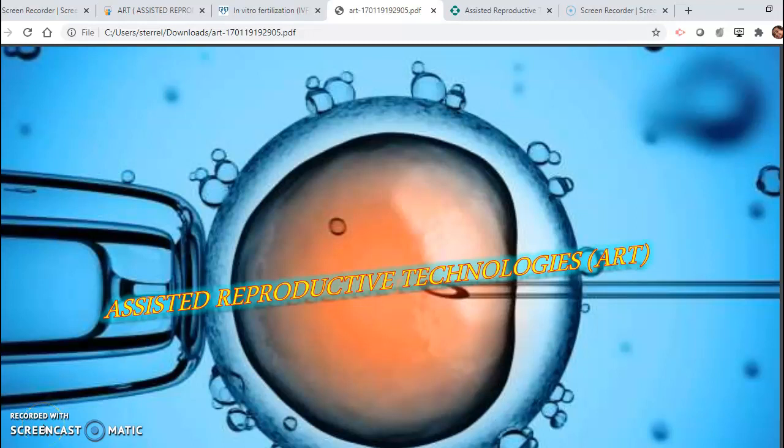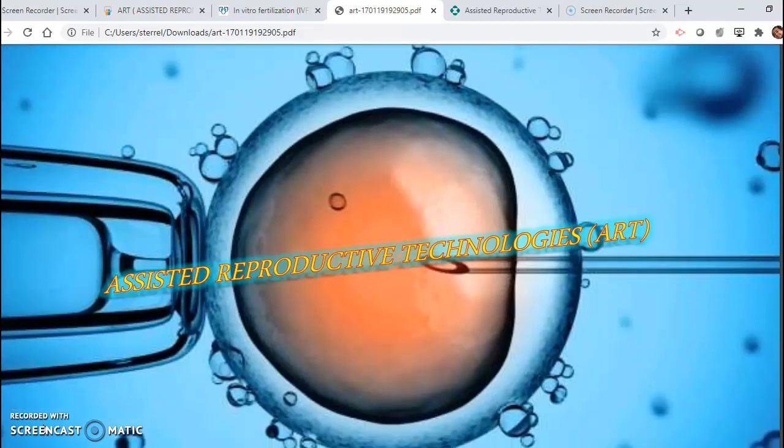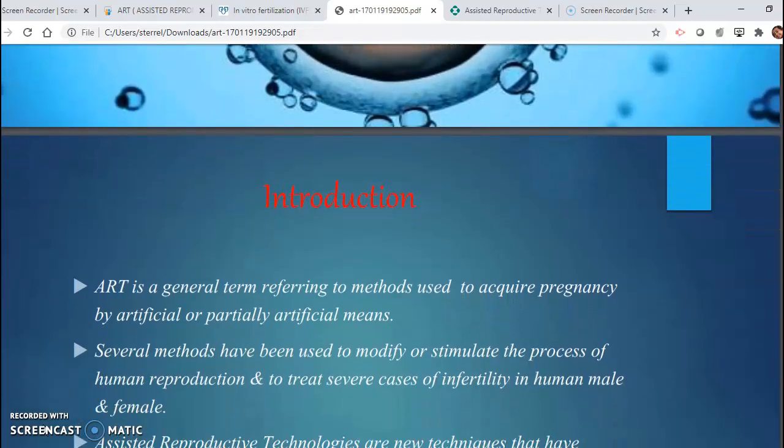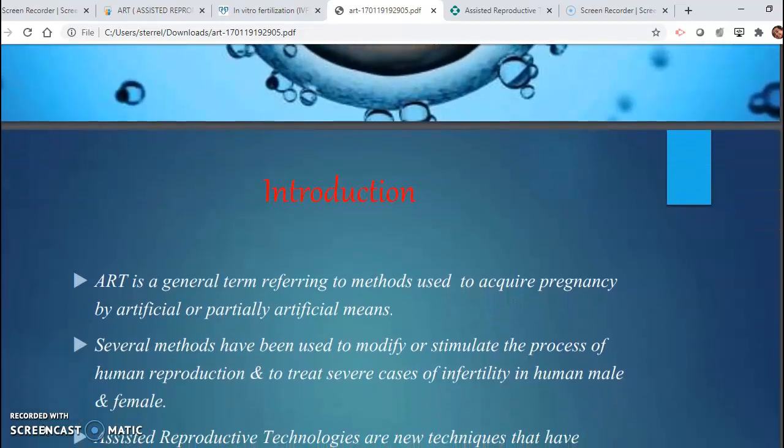Hello friends, today we'll discuss something known as assisted reproductive technologies. Assisted reproductive technologies simply speak about another type of human intervention in the field of reproduction. As the name indicates, it is a kind of help or human intervention, artificial or assisted reproductive technologies which help infertile couples to conceive, to have children. So it is a general term referring to methods used to acquire pregnancy by artificial or partially artificial means.